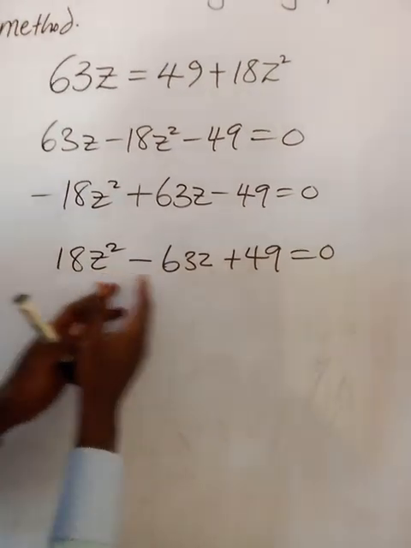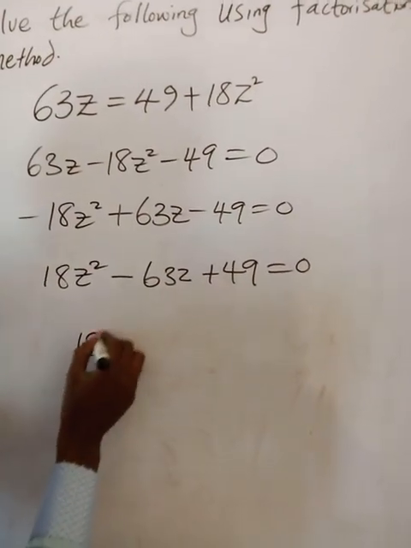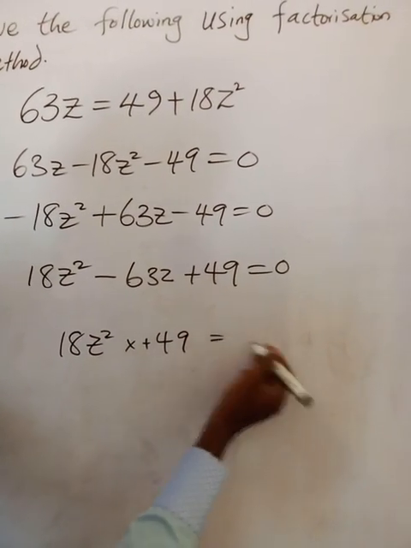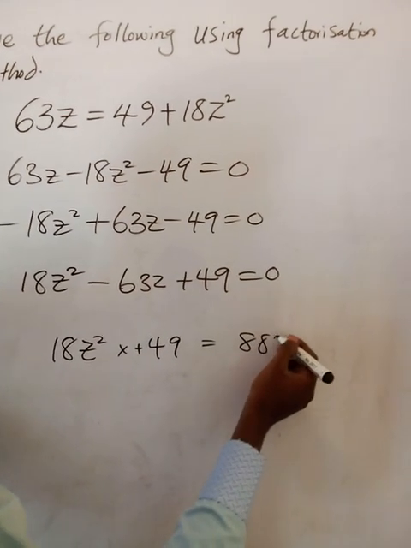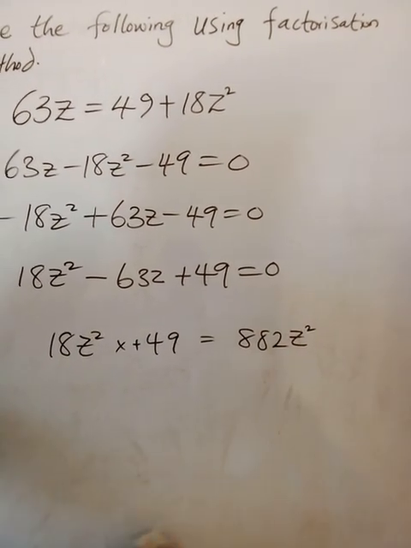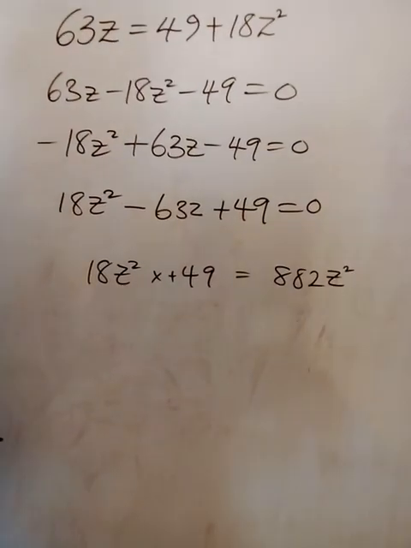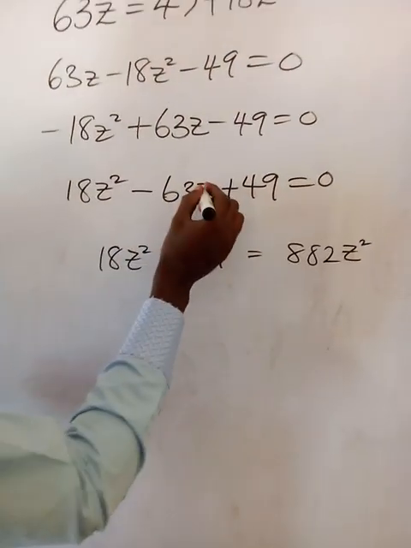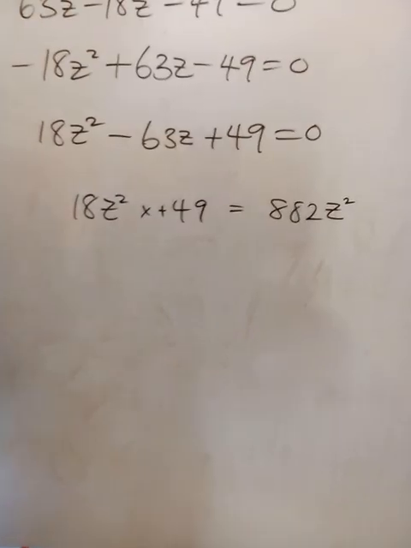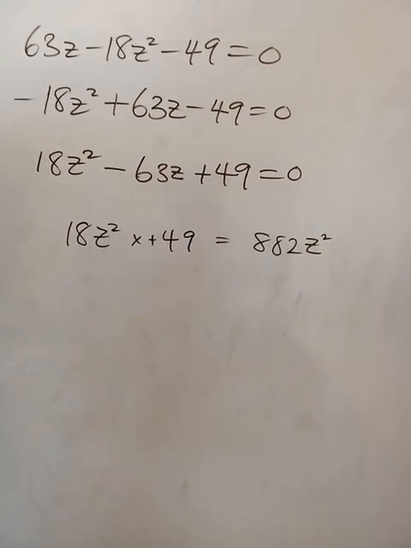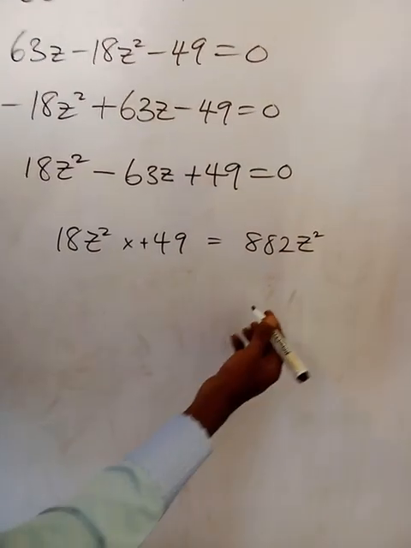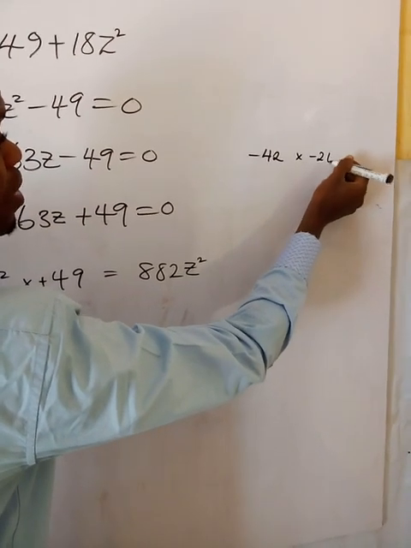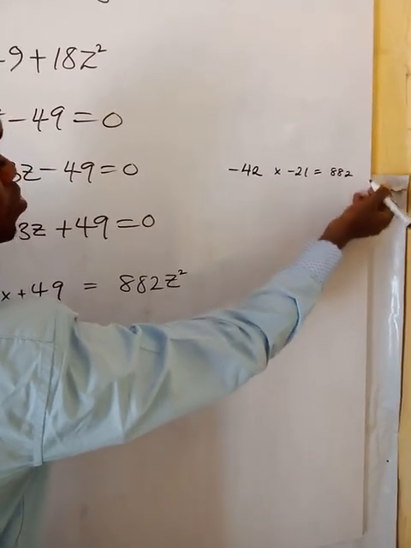You find the product of the first and the last term, and that is 18z squared multiplied by positive 49. This will give us 882z squared. We now find two numbers that when we multiply them together, we shall have 882z squared, and when we add them up, we shall have 63z, and that is simply 42 and 21.